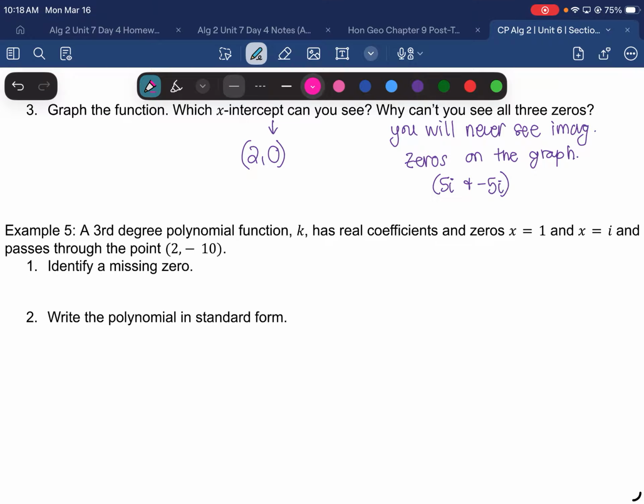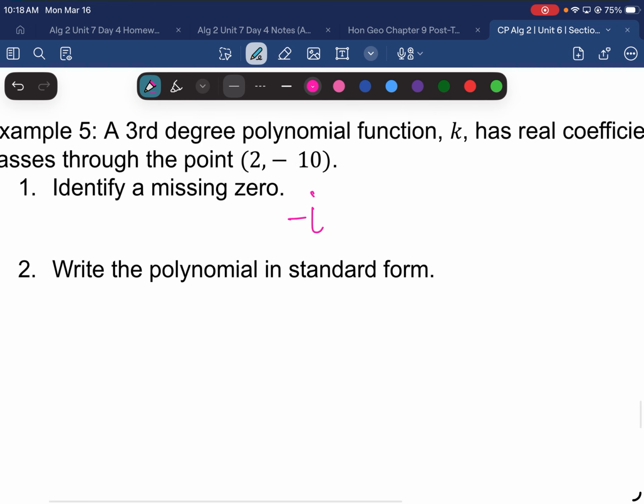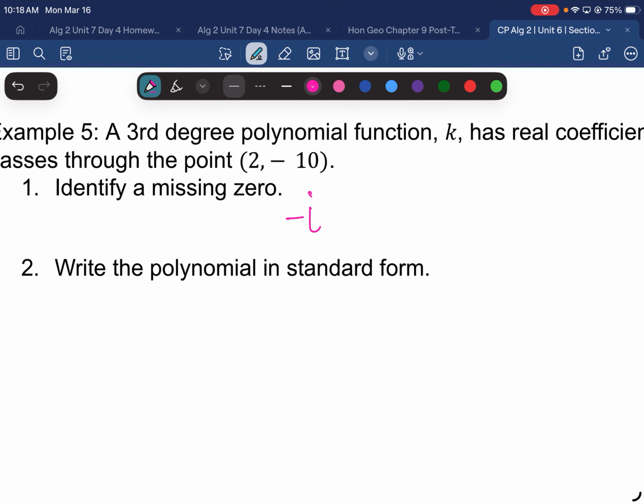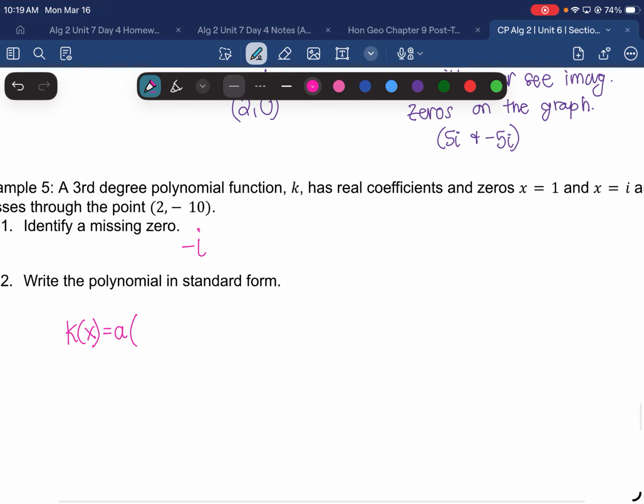Negative i. Good job. You see a positive i, you need to use a negative i. Okay? Now it's going to ask us to write it in standard form. Unlike the last one, you don't have a leading coefficient. So, take your zeros. What are we calling this one? K. You don't have A, but you do know how to write 1, i, and negative i as your factors, right?